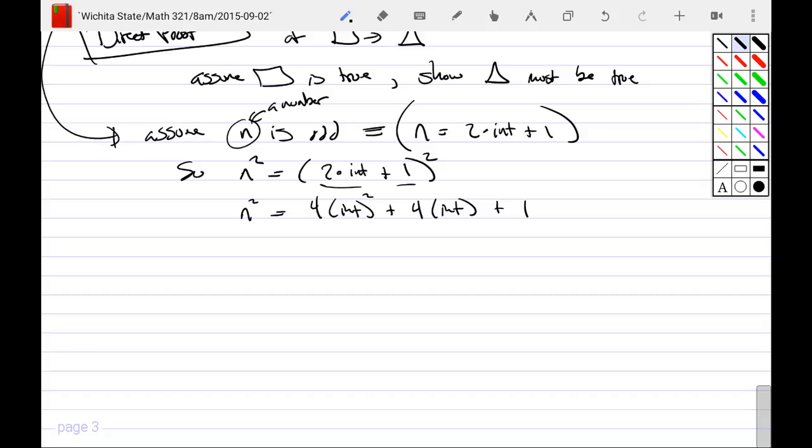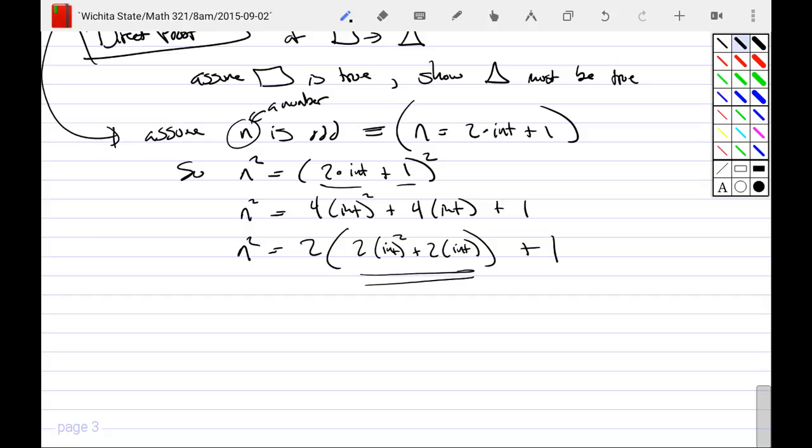What is n squared supposed to be? Odd. What do odds look like? 2 times an integer plus 1. Do I have that? I do if the underlying part is an int. Is it?